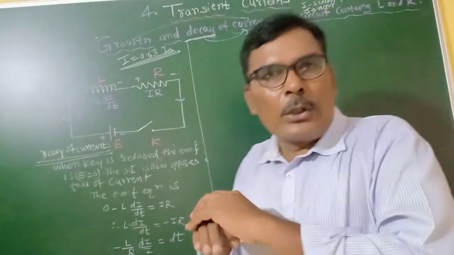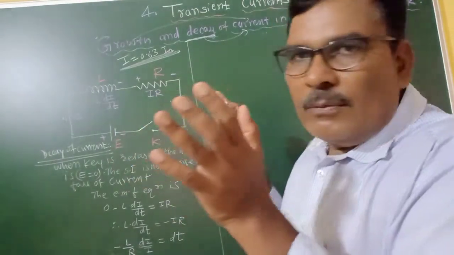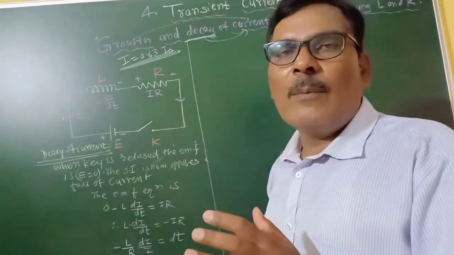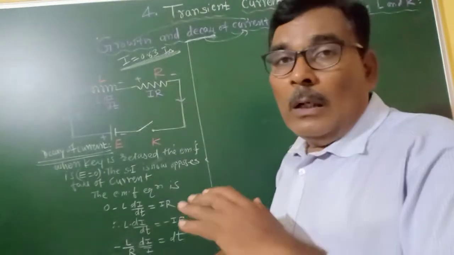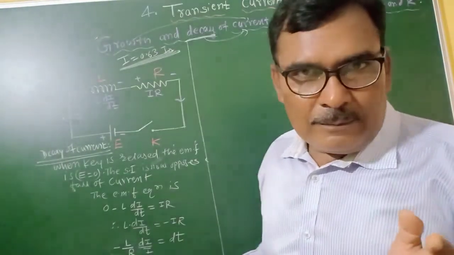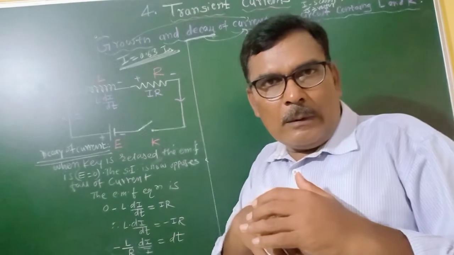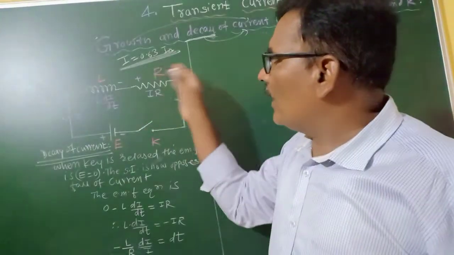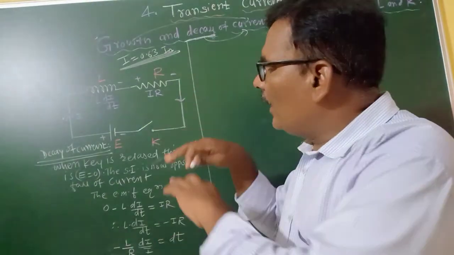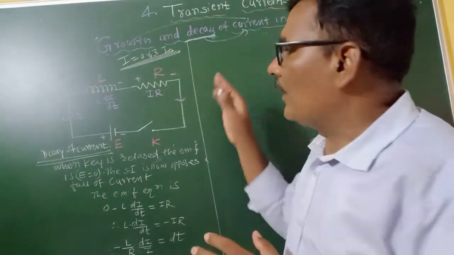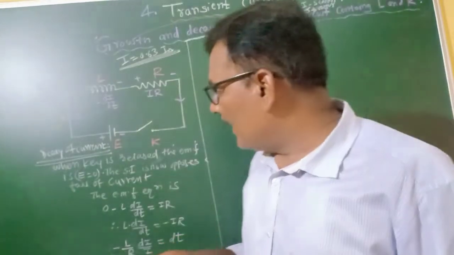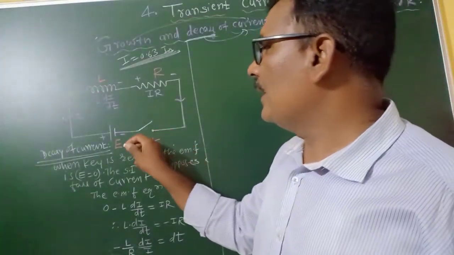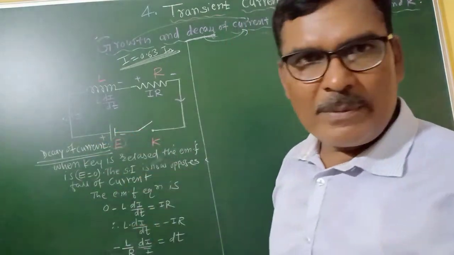Now the inductor coil and the resistor are connected in series with the EMF of the battery. But now the key is released. Firstly, the key is on, and there is a flow of current in the circuit. Now the key is released, and the EMF becomes 0.